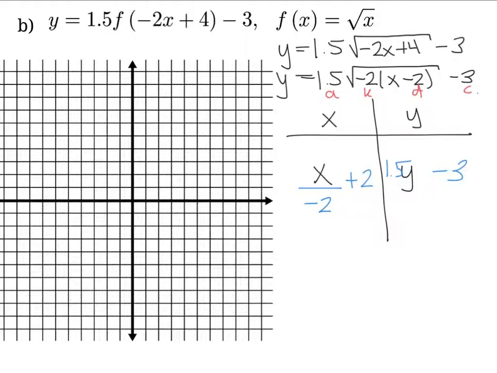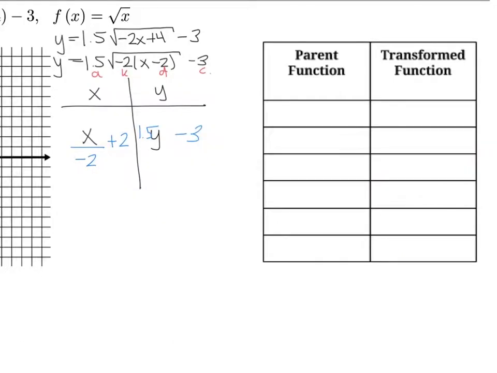Okay, so we have our a value being multiplied by y. We have our k value being divided by x. This is a shift to the right 2, so we're adding 2, and a shift down 3, so we're subtracting 3 from our y. Now we're ready to transform our points.